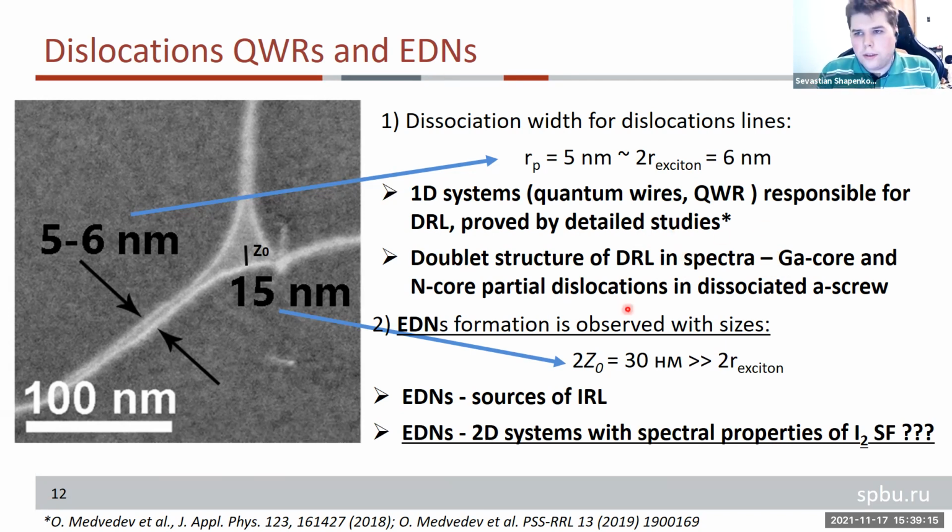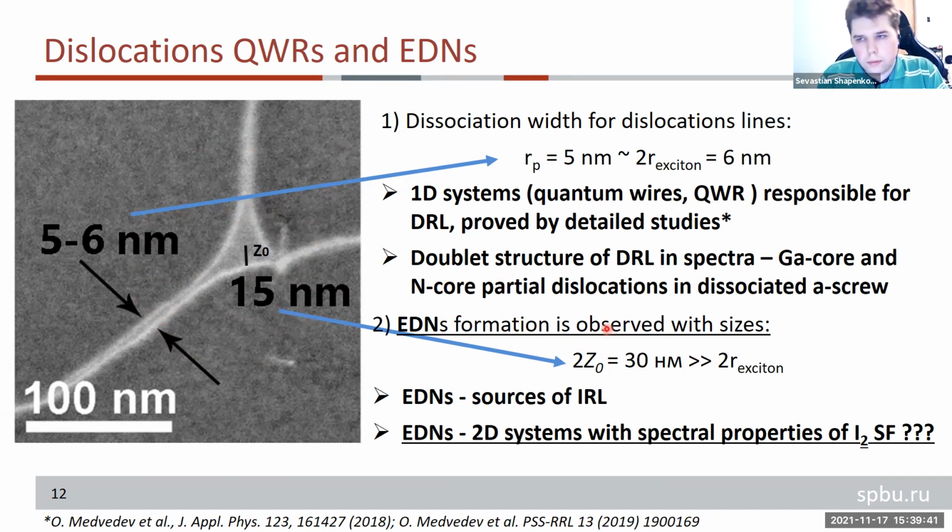Now, these were previous results. New results are about extended dislocation nodes. One is shown here, the triangle shape in this picture. So extended dislocation nodes have a rather bigger size than the dissociation width. It's around 30 nanometers.